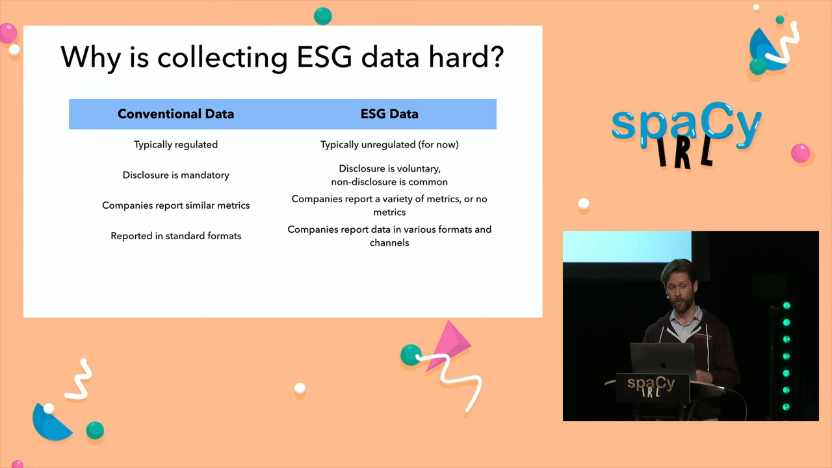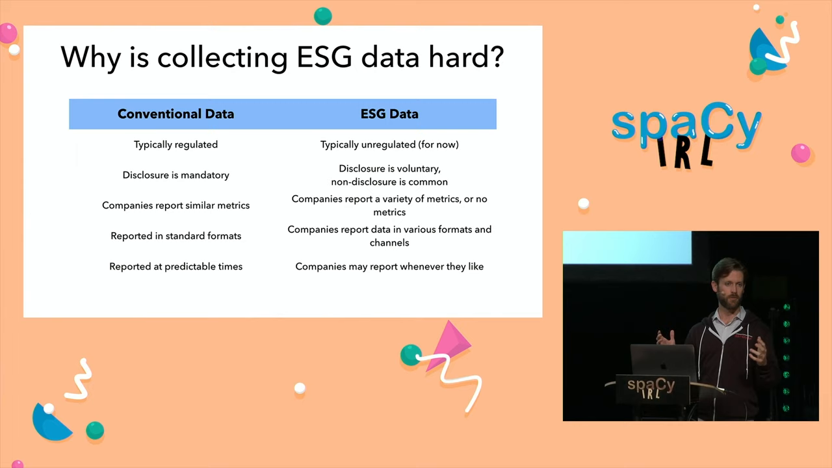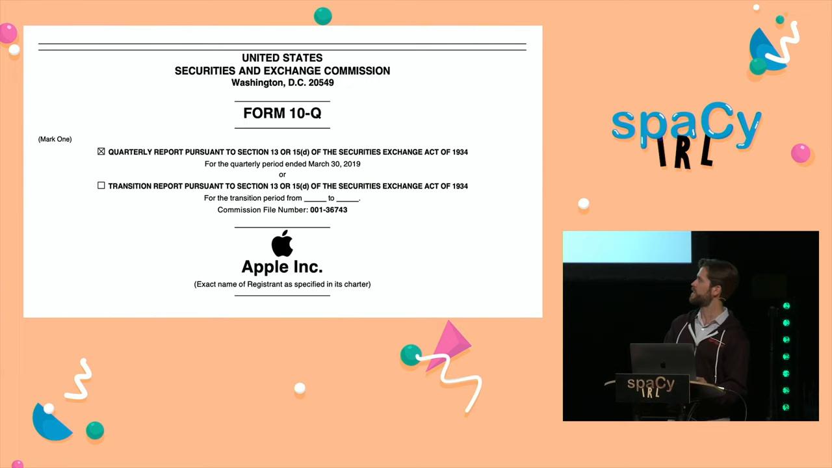Reports come in standard formats. In ESG data, companies report data in various formats and channels. And reports will come at predictable times, like once a quarter for standard financial metrics. And in ESG data, companies may report this kind of information whenever they like, on their schedule or no schedule at all. And making this a little bit more concrete, this is what conventional financial data might look like and where it might come from.